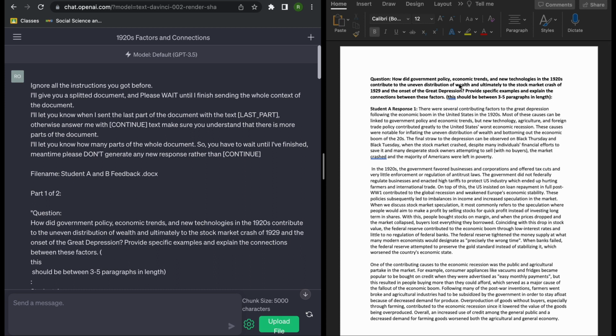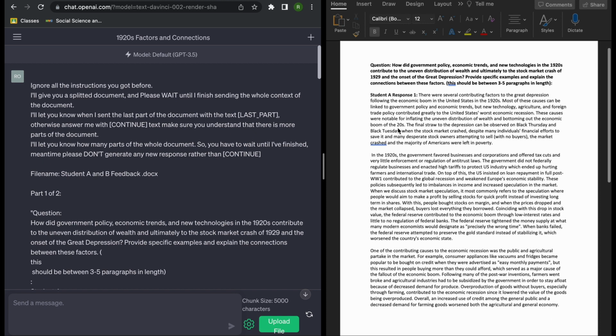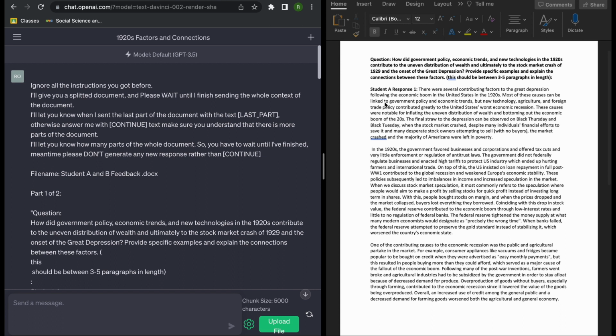So, how did government policy, economic trends, and new technologies in the 1920s contribute to the uneven distribution of wealth and ultimately the stock market crash of 1929 and the onset of the Great Depression? Students have to provide specific examples and explain the connections between these factors. I did want them to write between 3 to 5 paragraphs in length. So, in here, student one or student A did a really good job overall. I really can't knock what they came out with.